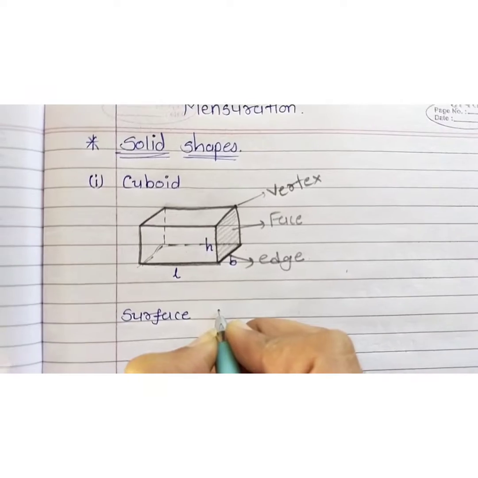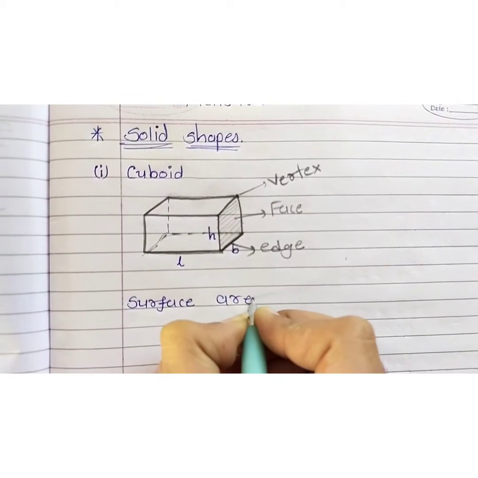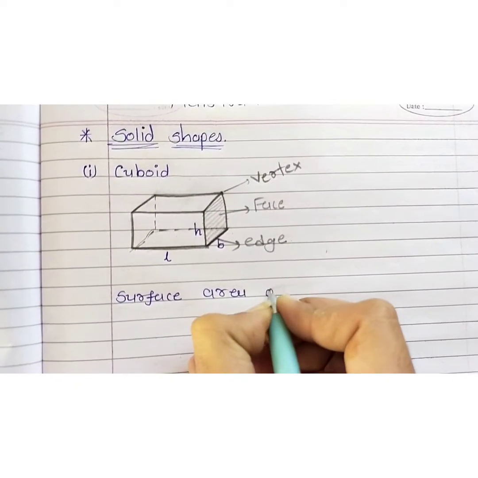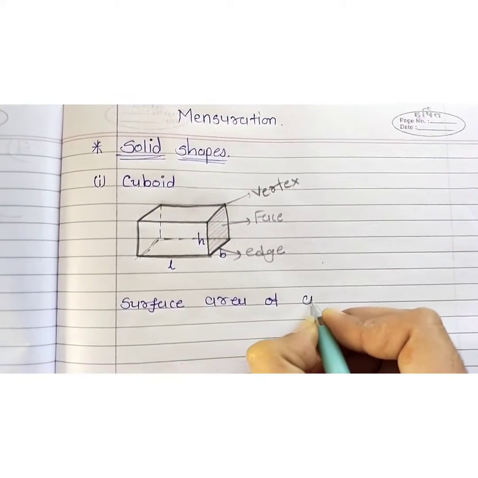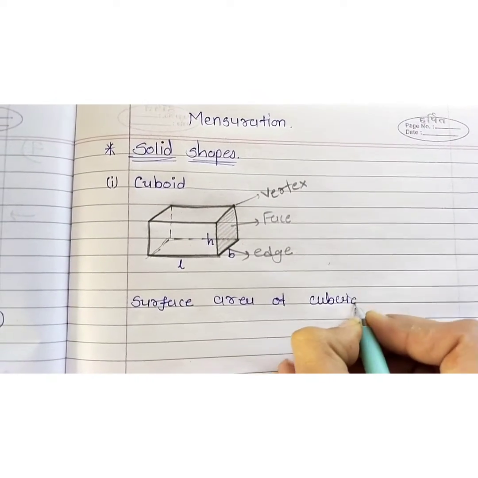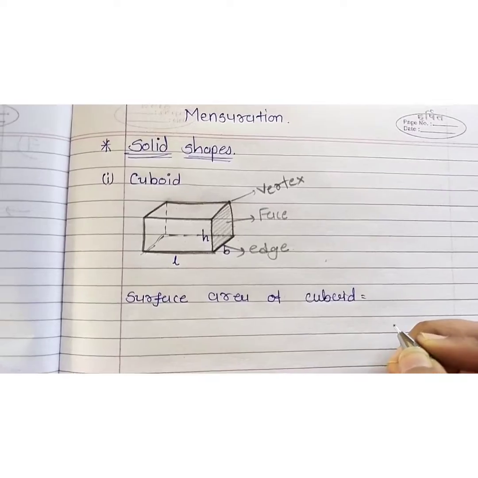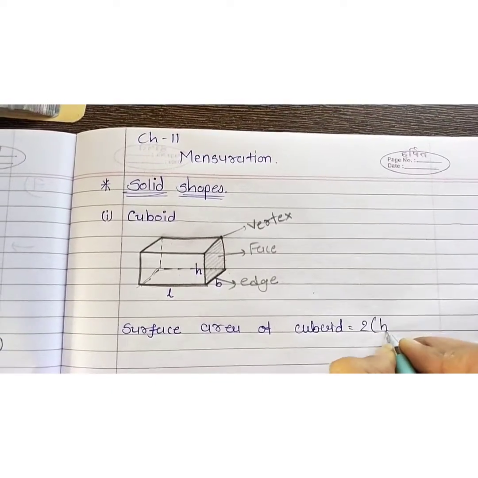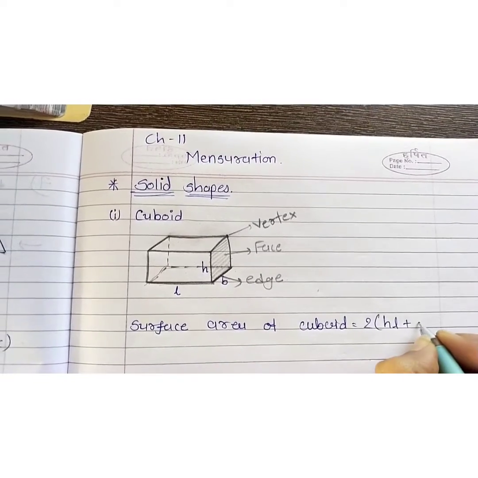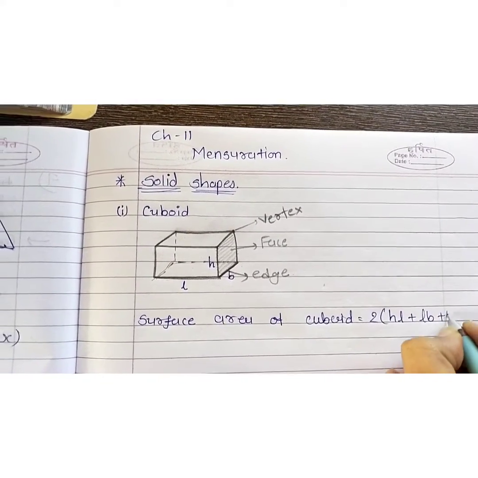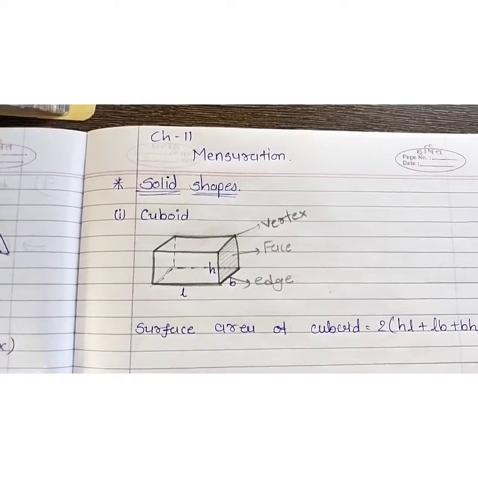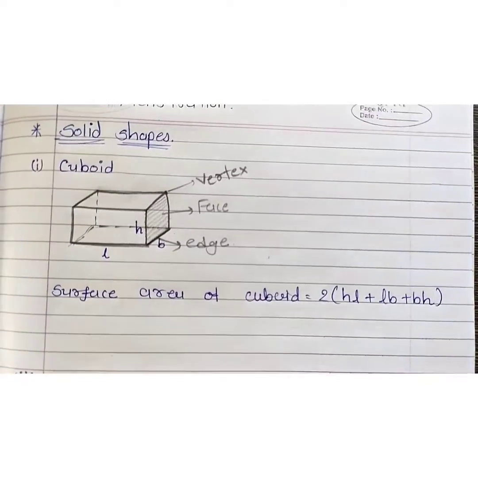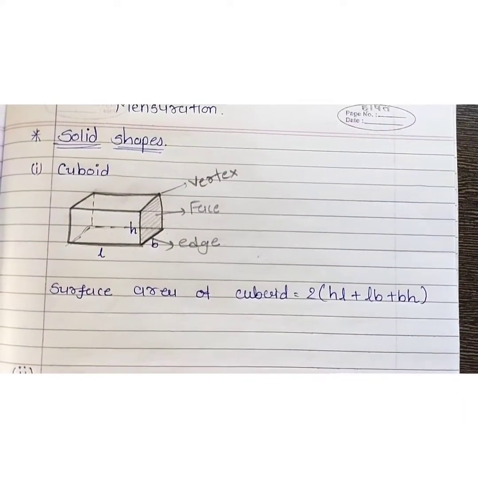surface area of cuboid is equal to 2 times HL plus LB plus BH. So this is the formula for surface area of cuboid.